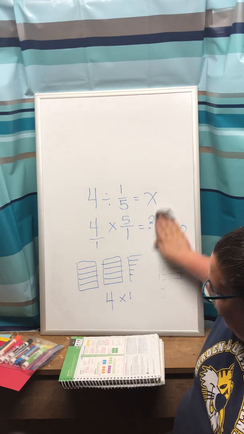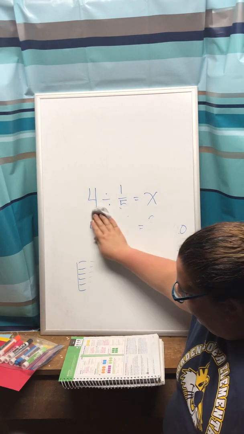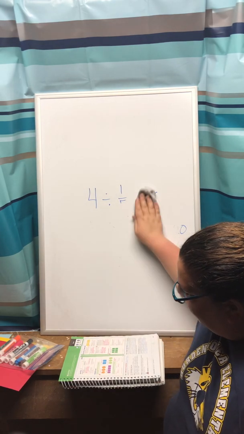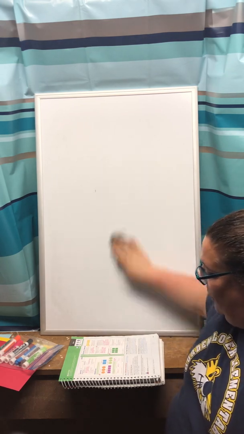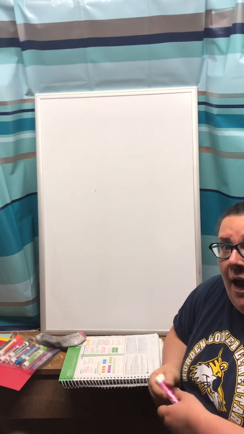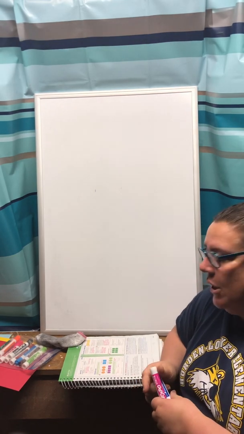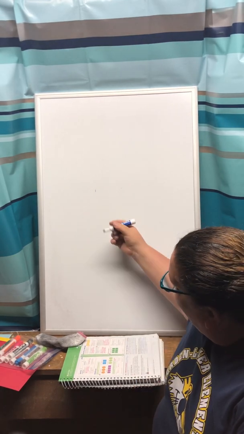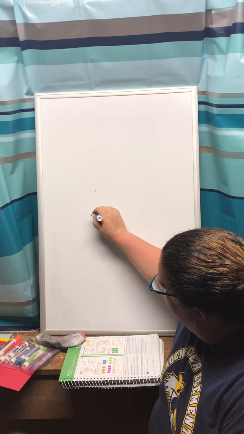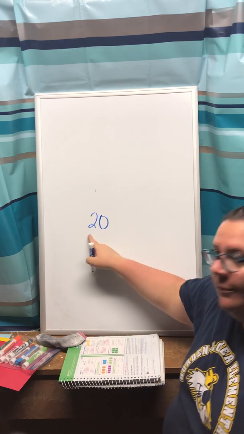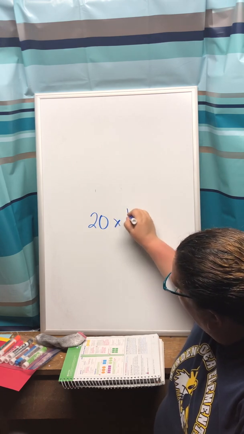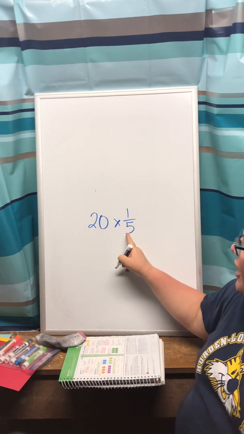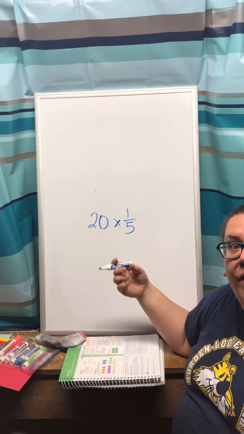For question number 2, they said, show how to use multiplication to check your answer in exercise 1. So I know that I can always do the opposite operation. In this case, if we did that problem, I have 20 total pieces, right? And then I'm going to say each piece is a fifth of a whole.